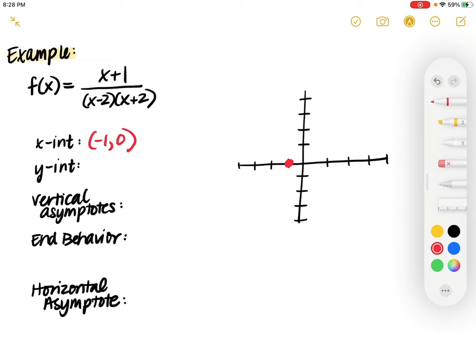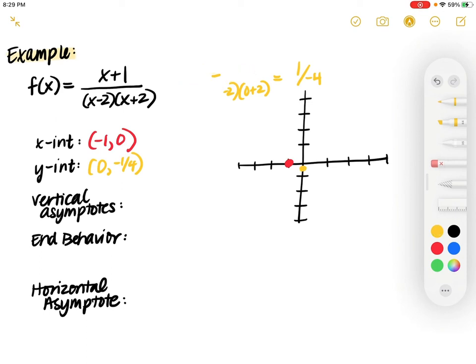Now what about the y-intercept? Well, the y-intercept is plugging in 0 everywhere. f of 0 is 0 plus 1, over 0 minus 2 times 0 plus 2, which is just 1 over negative 2 times 2, negative 4. So our y-intercept is 0, comma, negative 1/4. And again, let's plot that. Don't overthink it, plot it.